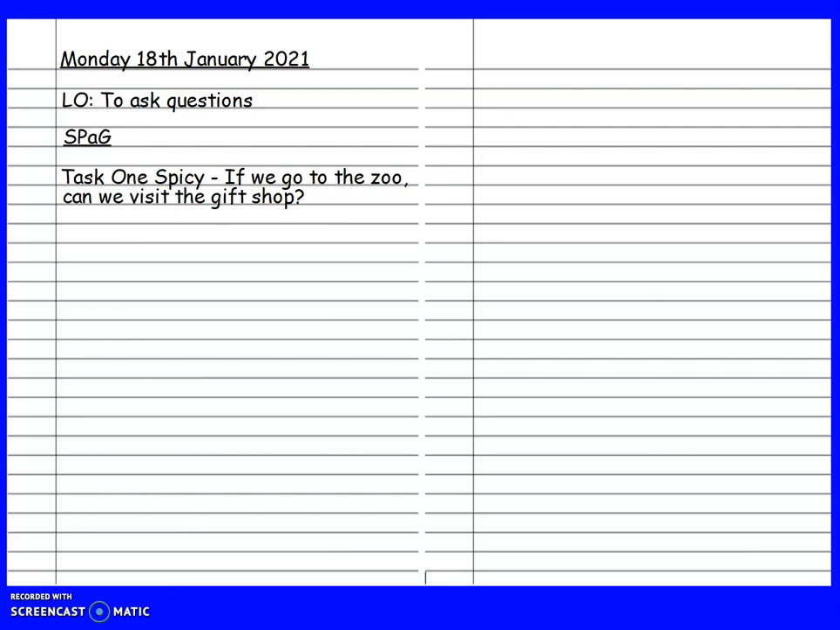So this is how your book should look now. So just under the SPAG header, you can write task 1. Tell us which one you've done, if you've done mild, spicy or hot, and then write out your sentence.